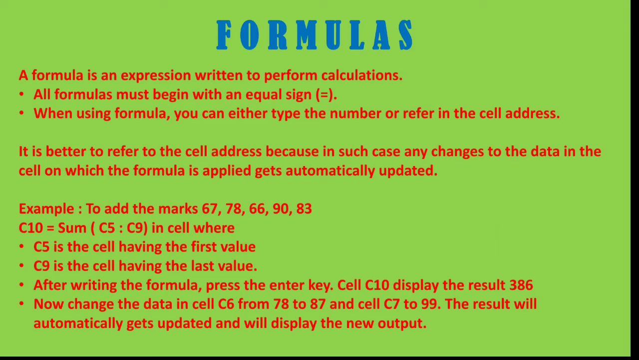So the change that you have done in cells C6 and C7, automatically in C10 the result also will get updated. The result will automatically get updated and display the new output. So it was 386. Now whatever changes you have made, that also will get updated. Okay, so that is one of the important functions in MS Excel. Automatically the value will get updated. You don't have to do anything manually.